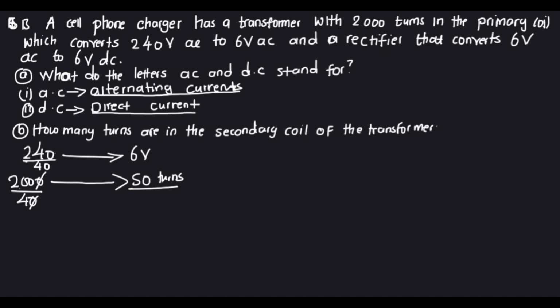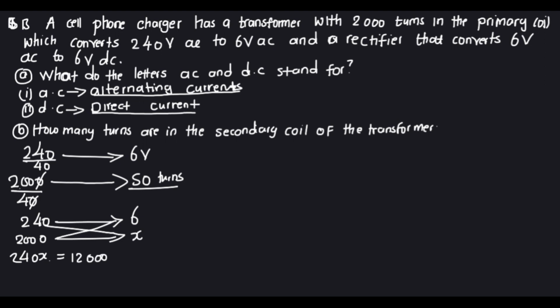So maybe how can we solve this number? We can also solve it like this. So we can say 240 on the primary coil will have 6 here. Then you have 2000. Then we can put x here. Then we can cross multiply. So 240 times x, we have 240x. Then here we are going to have 6 times 2000, we have 12,000. So let's divide it by 240, also here 240. So x is equal to, if you divide the 12,000 with 240, you get the same answer, 50. So you can answer it like this. So we have 50 turns.